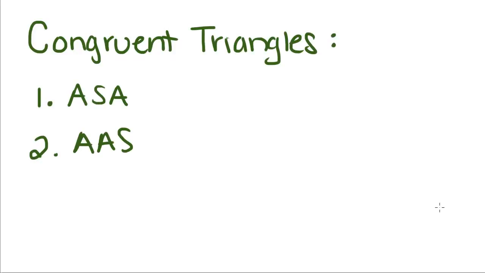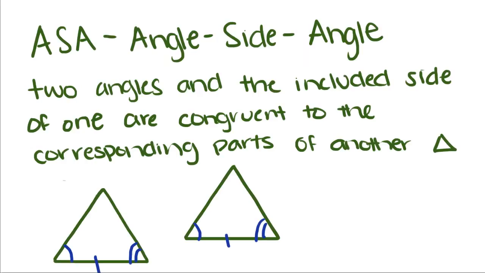So now we're going to go into our second lesson of congruent triangles. And this time we're going to learn about angle, side, angle, and angle, angle, side, which are two other methods of proving triangles are congruent. So for the first one, angle, side, angle, we know that two angles and the included side of one triangle are congruent to the corresponding parts of another triangle.